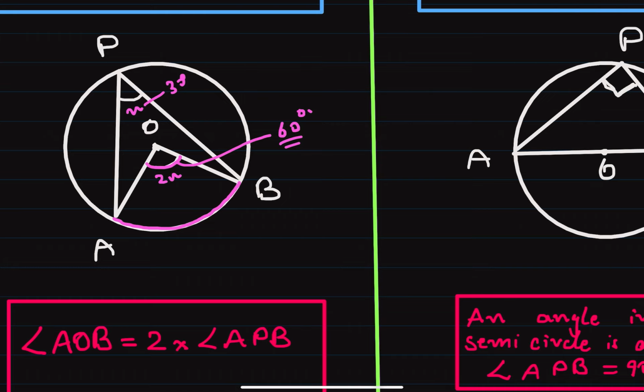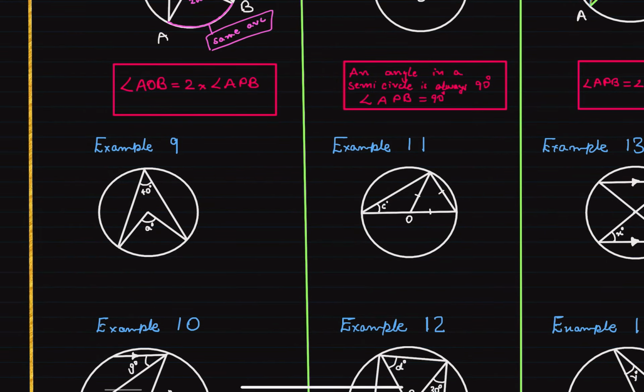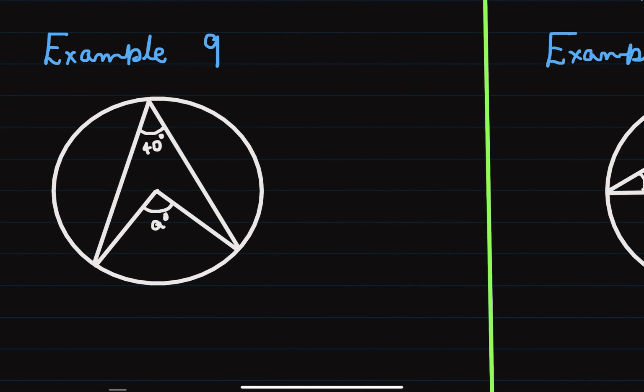So the angle at the center is twice the angle at the circumference, if they are subtended by the same arc. This is the condition, that the same arc should be there, right? For example, if this is 40, then this A should equal 40 times 2, double it, that is 80, because they are subtended by the same arc. Clear?